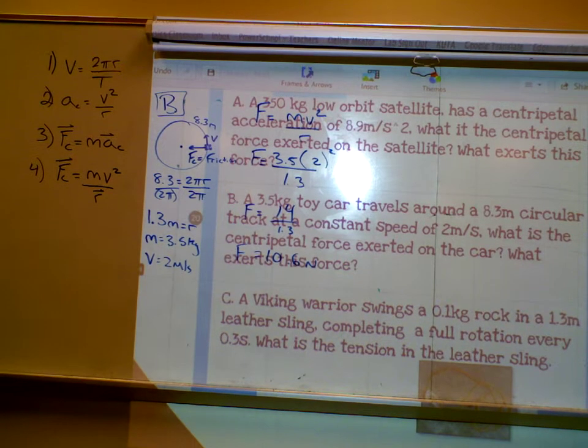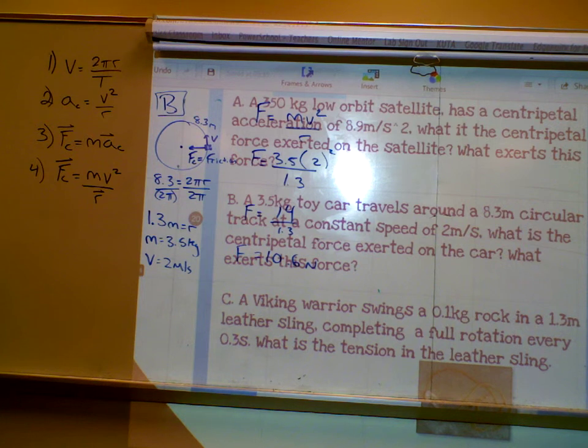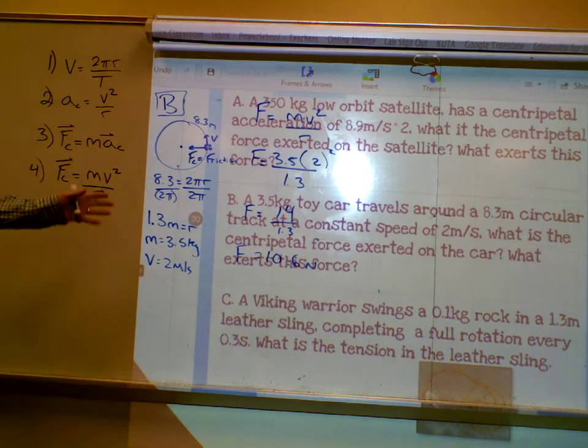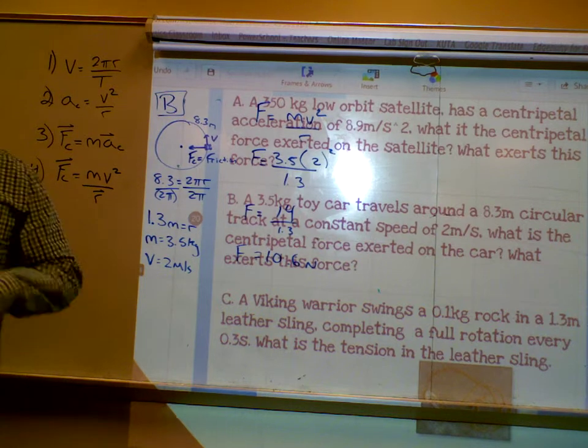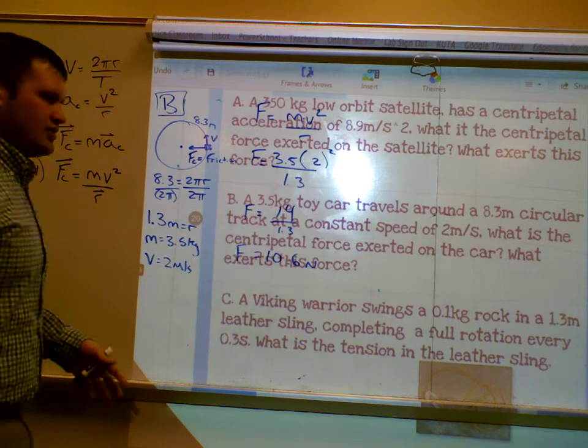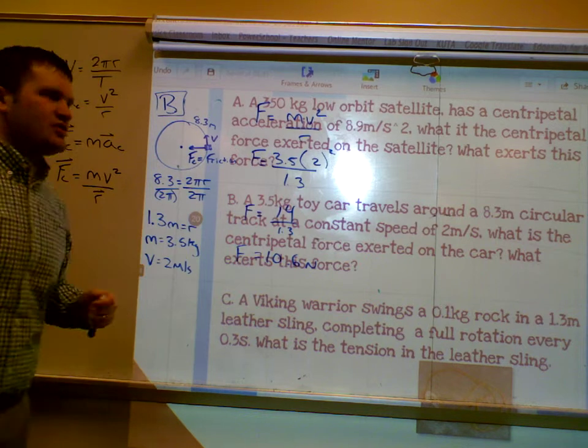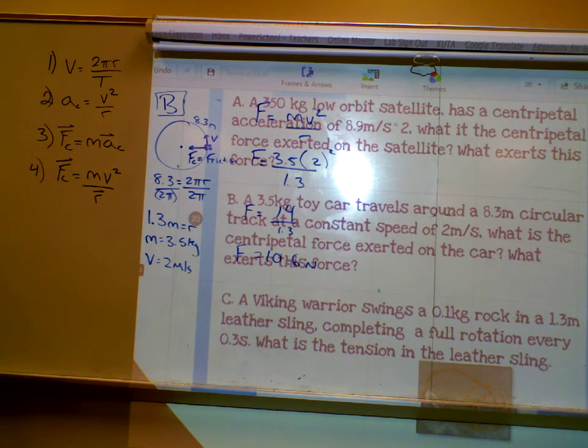A Viking swings a 0.1 kilogram rock in a 1.3 meter leather sling, completing a full rotation every 0.3 seconds. What is the tension of the leather sling? Now, these two problems, B and C, give us some measurements and expect you to know some information about the situation. The 1.3 meter leather sling is the radius.